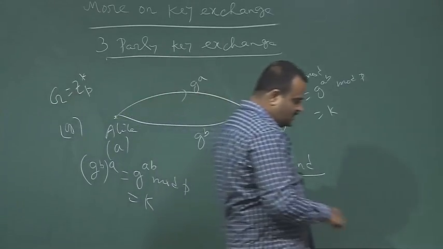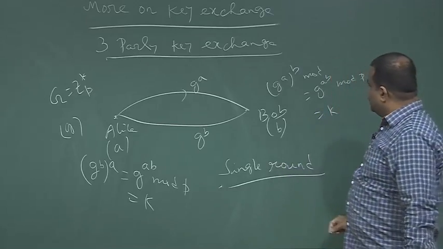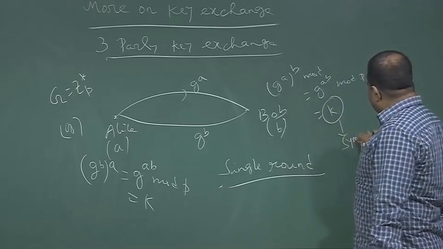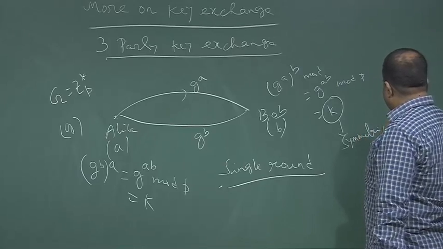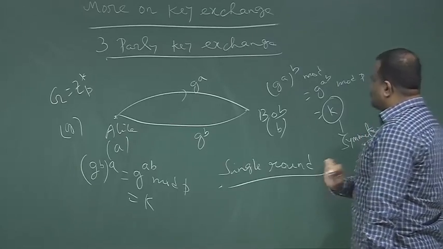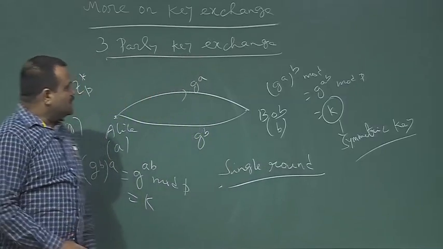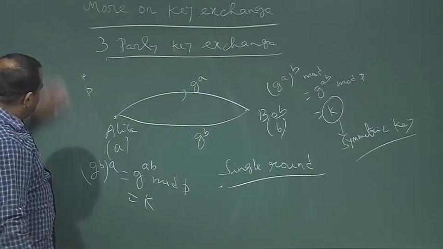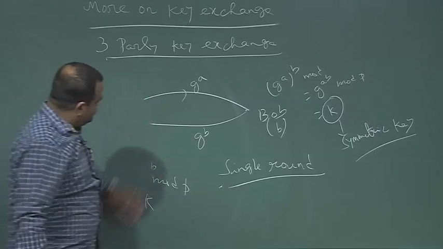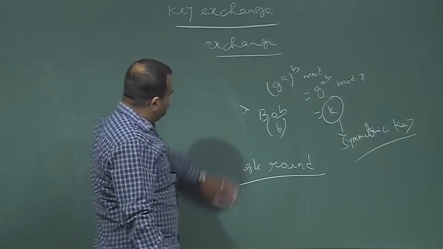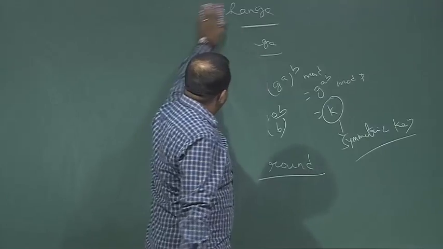Now they can use this secret key, which is the symmetric key, for their further communication, encryption and decryption. Now we want to extend this. We want to see how we can do the key exchange if there are 3 parties.